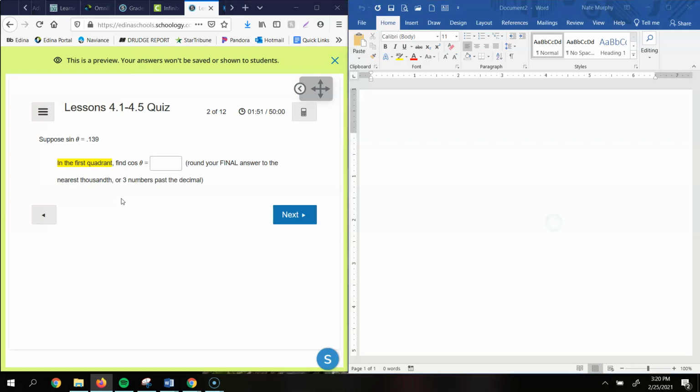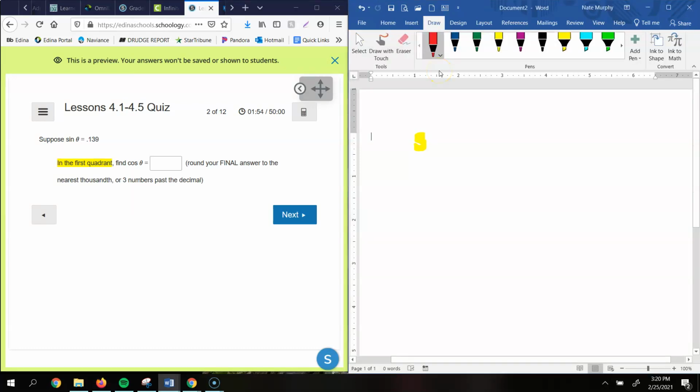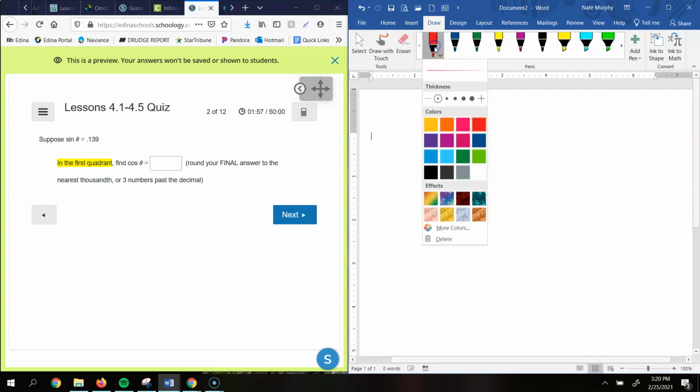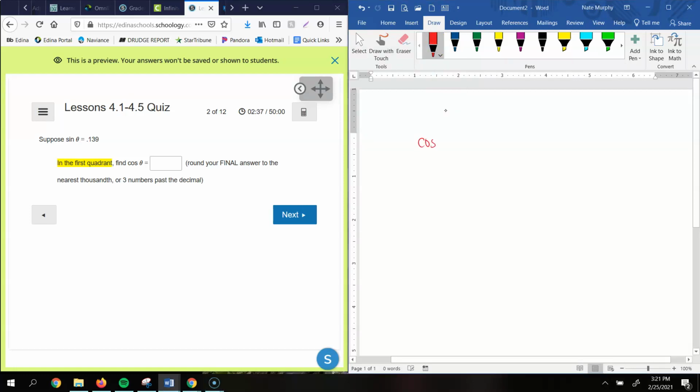So how do we use that? Well, remember the Pythagorean identity theorem says that cosine squared theta plus sine squared theta equals 1. We use this formula anytime they give us the sine and we need to find the cosine, or if I'd given you the cosine and we need to find the sine. That tells us that we have to use this Pythagorean identity theorem. Alright, so I know the sine of theta is 0.139, so all I have to do is plug that in and solve it.